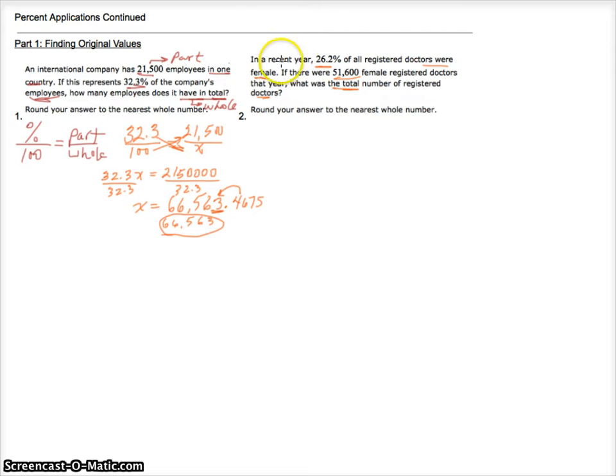So let's set up our percent and our proportion. So I'm going to have 26.2 over 100 because it's the percent. My part is going to be the amount of female doctors because it's not the whole. The total number of registered doctors is my whole value. So it's over x. So I'm going to cross multiply again. I get 26.2x, and that equals 5,160,000. Now that I've got this set up, I can divide by 26.2.